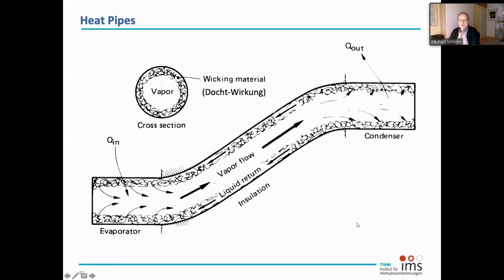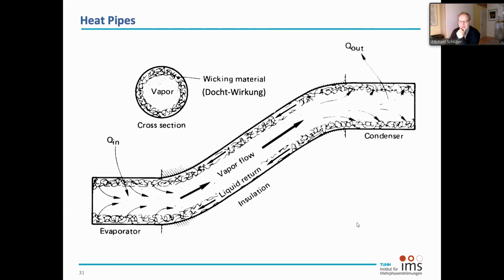And this is much more efficient than just using convection. Yeah, you might know that the latent heat is 1,000 times higher than the heat that can be transferred just by conduction. So you can save 1,000 times the volume flow rate here by using these heat pipe systems.